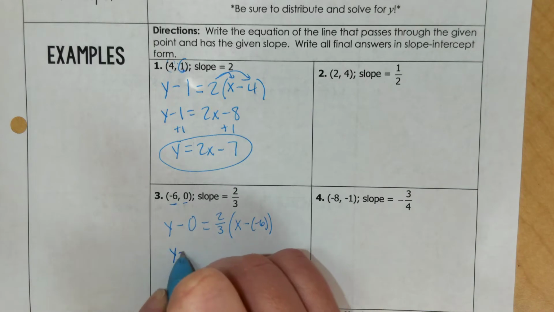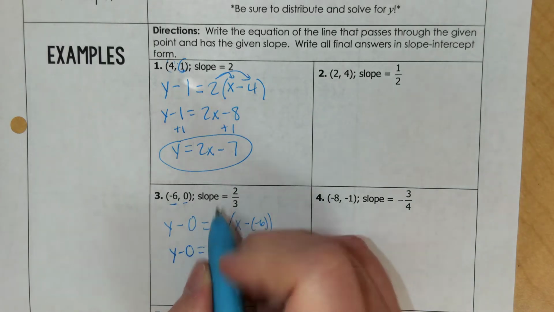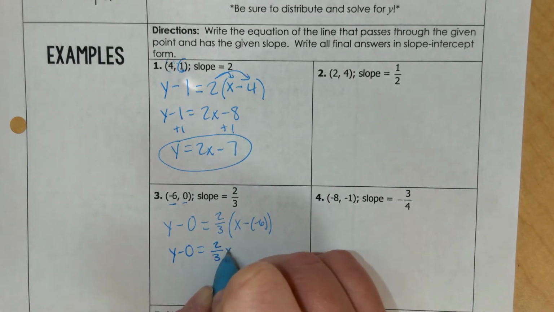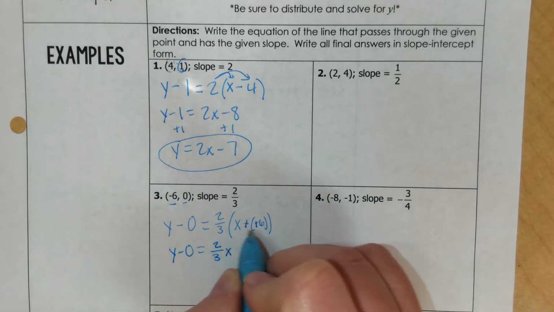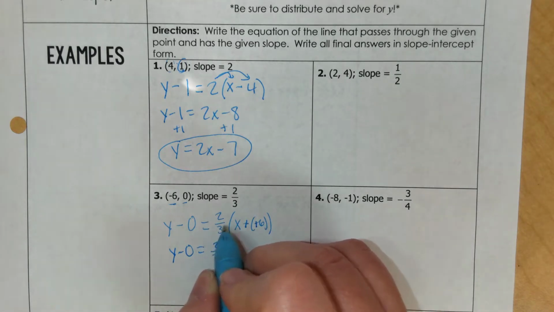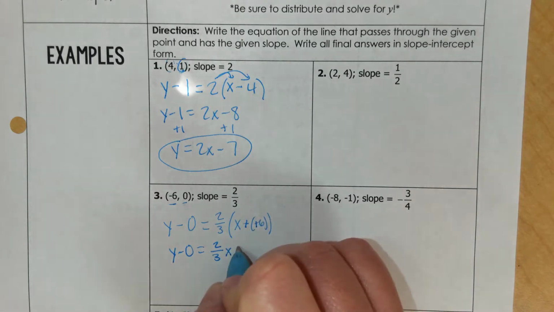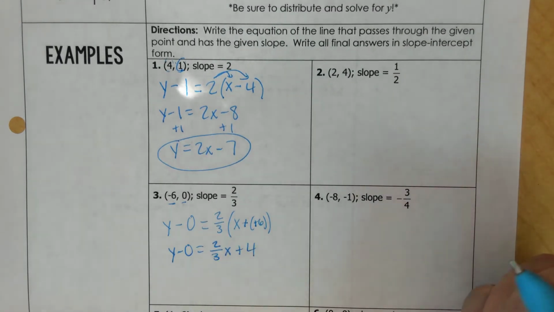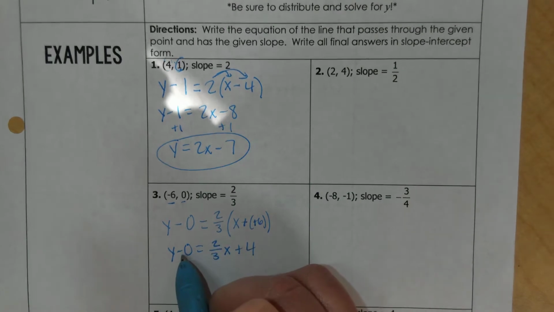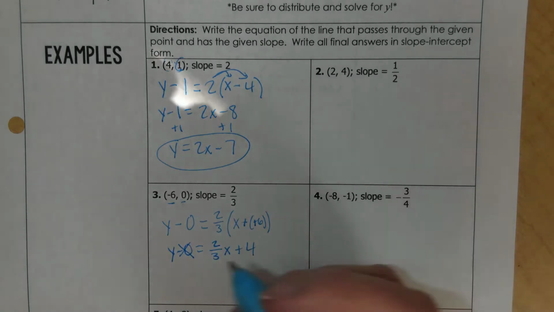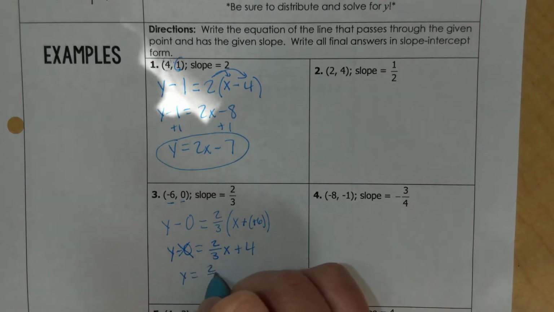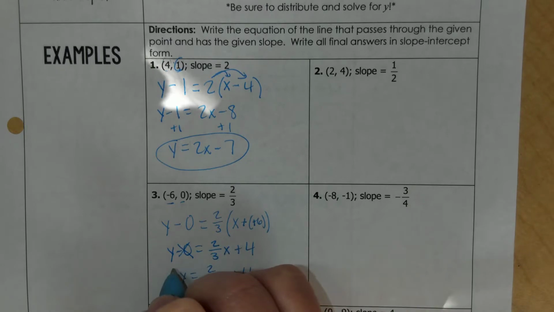So I'm going to bring this down, and I'm going to go ahead and multiply that 2/3. So 2/3 times x is 2/3 x. And then this becomes a positive 6, so x plus 6. So we're going to be multiplying 2/3 times 6, which is a positive 4. And then this 0, we don't have to add anything or subtract anything there. It's just a 0, so it is going to move on. And we end up with 2/3 x plus 4.